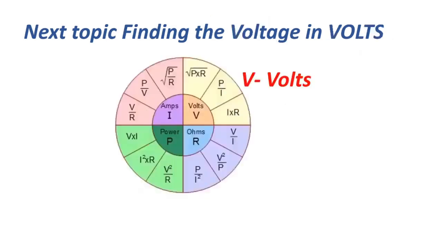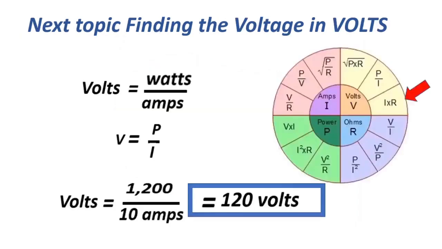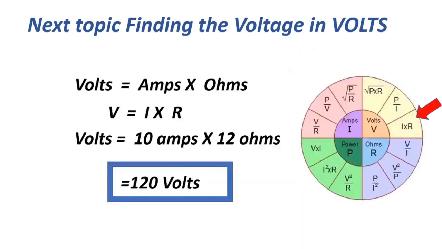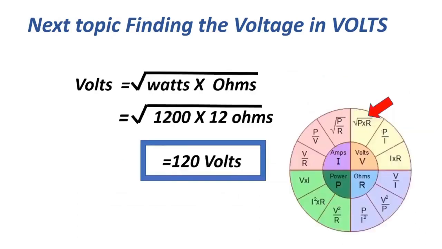The next topic, finding the voltage in volts. Volts equals watts over amperes, or V equals P over I, equals 1200 over 10 amps equals 120 volts. The next formula for finding voltage is volts equals amps times ohms, or V equals I times R, equals 10 times 12 equals 120 volts. The next is volts equals square root of watts times ohms, equals square root of 1200 times 12 ohms equals 120 volts.